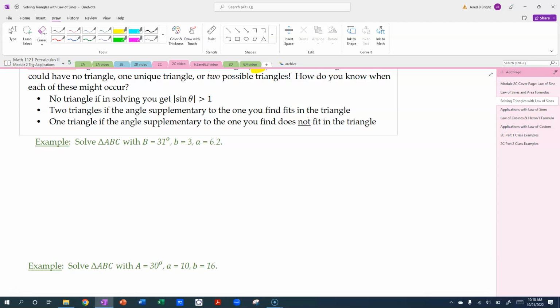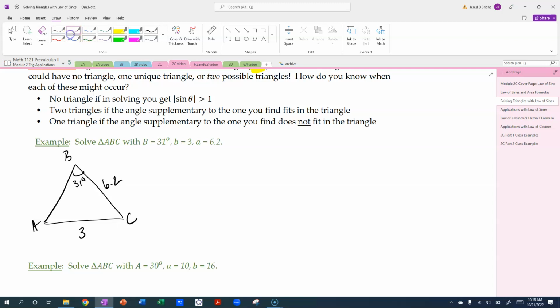So first, we have a triangle ABC. So let's draw it. We have a triangle, something like this. I drew it equilateral, okay, it's probably not going to be. A, B, and B is 31 degrees. Okay, and side b, opposite, would be 3. Side a is 6.2, and C is here.